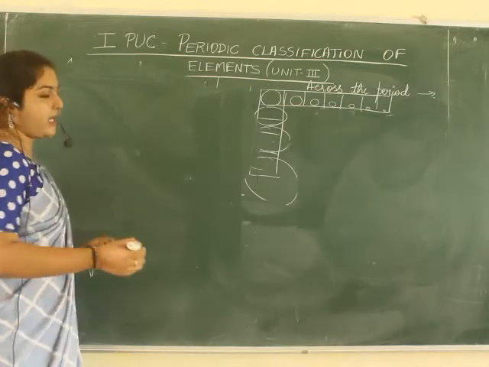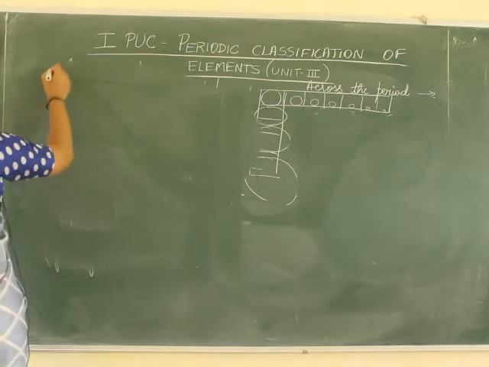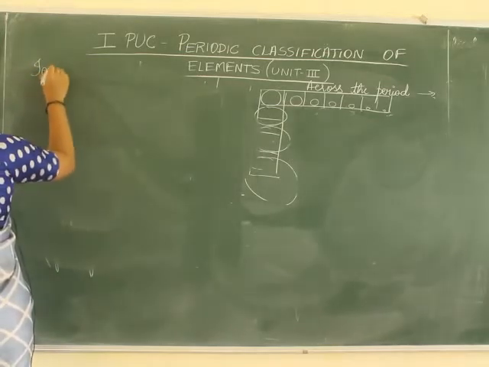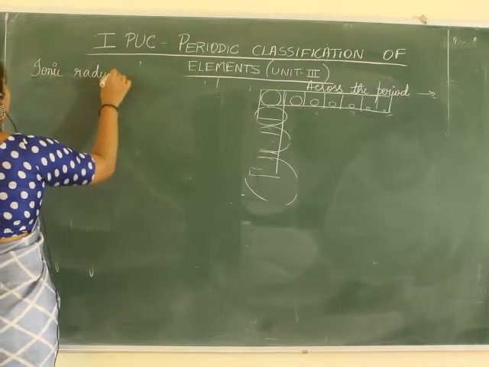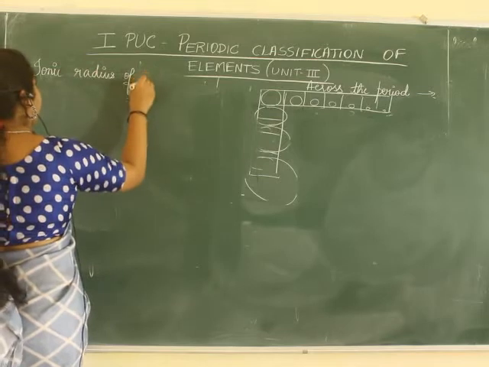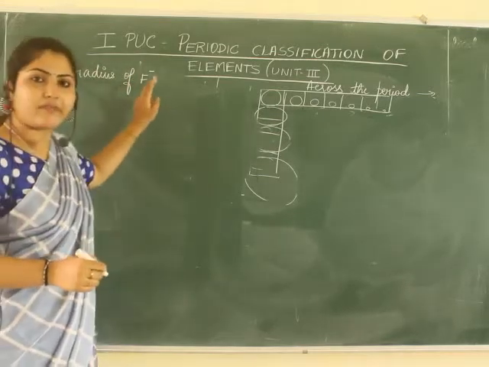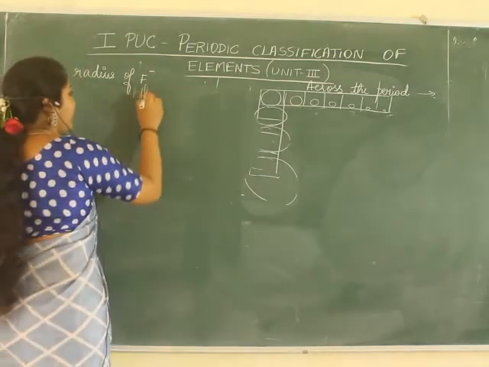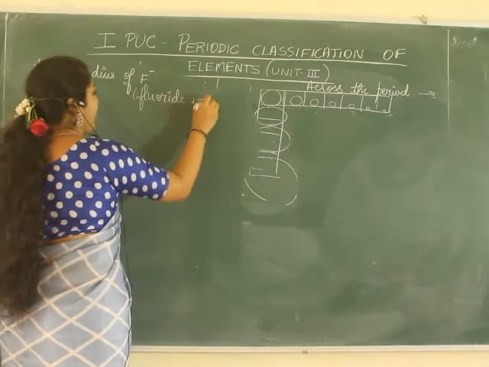I was explaining about cations and anions, isn't it? So one example is the ionic radius of F minus. F minus means, you know what is the name of it? You call it as fluoride ion. What do you call? Fluoride ion.